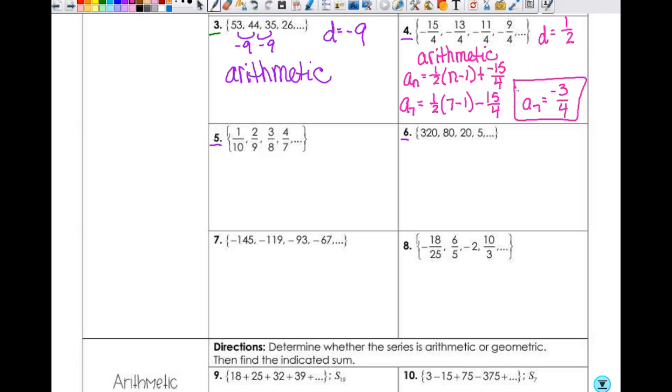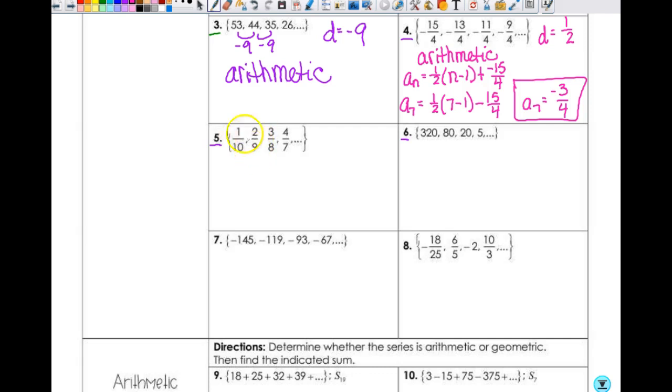Now on number 5, do you have a common difference? No. Do you have a common ratio? Well, you can't just stare at it. I can't stare at it and tell you for sure. You got to actually do it in your calculator, right? So what is 0.1? The common difference or the?